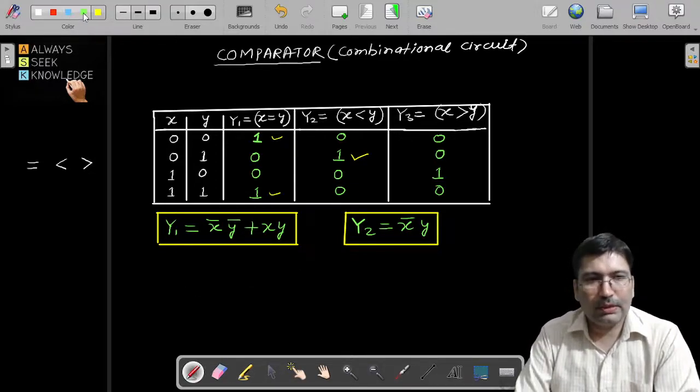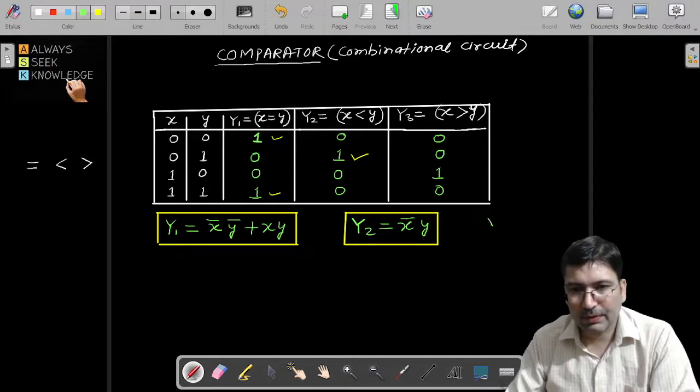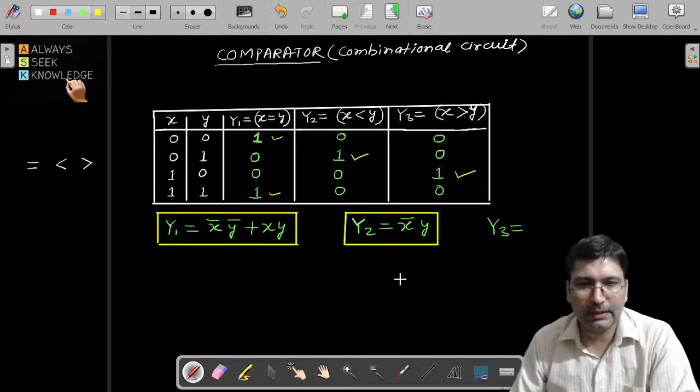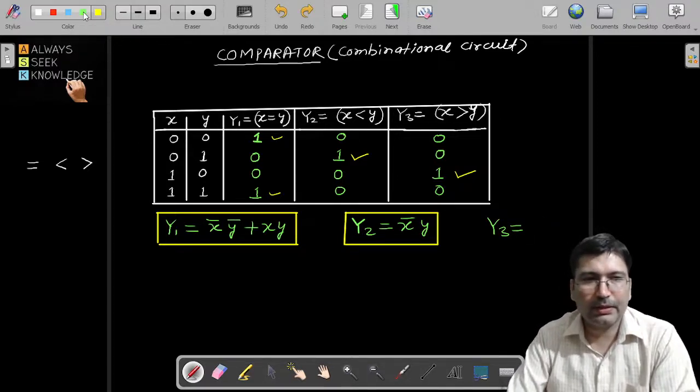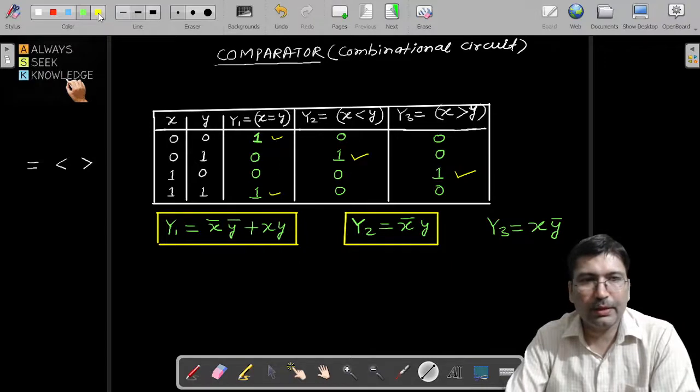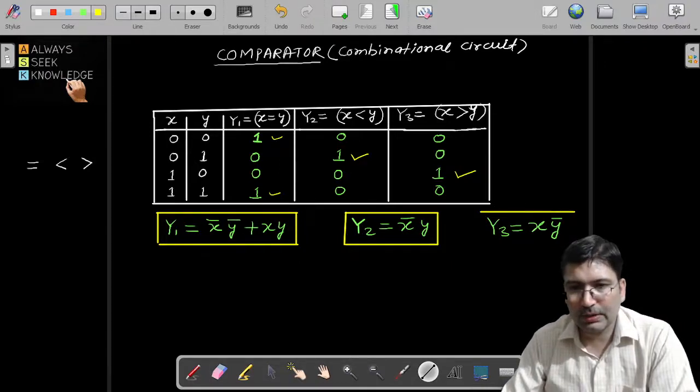Now let's write for y3. So what is the expression for y3? y3 is high only at one place, that is this. So when it is high, then we can write x y bar, or y complement. So it is x y complement, right? So you can remember these expressions.